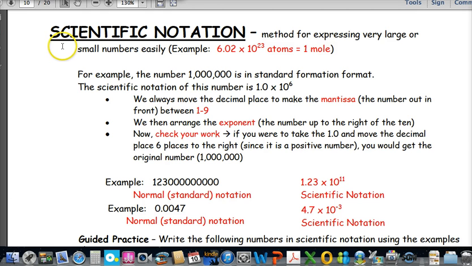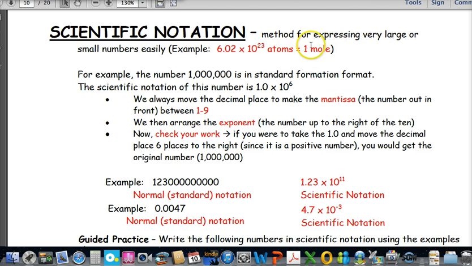it, but you should have a general knowledge of how to write numbers in scientific notation and how to convert numbers in scientific notation back to normal notation or standard notation. So let's take a quick look at it. And scientific notation really is a way of writing extremely large or extremely small numbers.